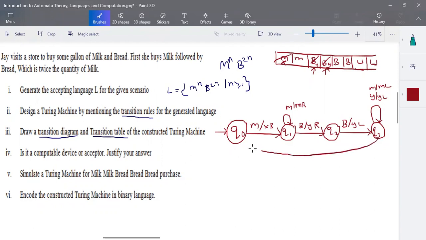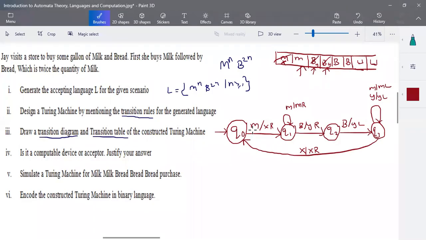And once we find the X, what are we going to do? We are going to repeat the same procedure. I'm going to take this M, cancel this M, check for a B. Okay, check for two B's in sequence. Now, when I have an X here, X will remain as it is. We move one step right to the Q0 state to start the process.